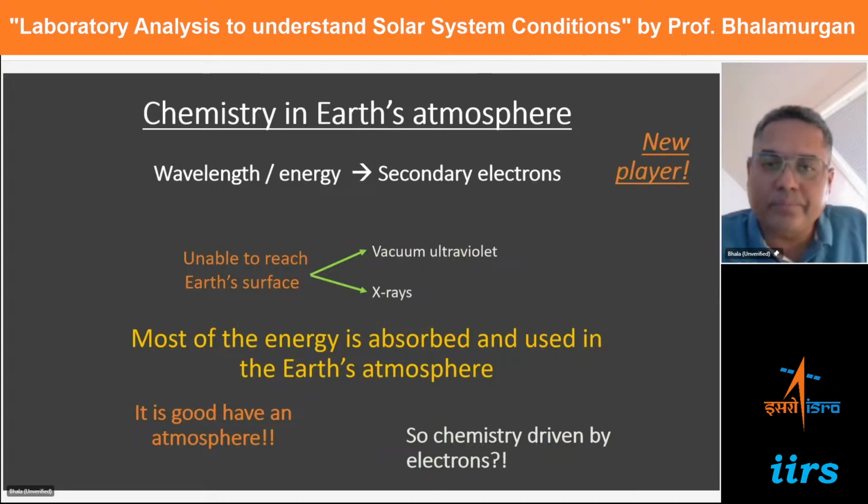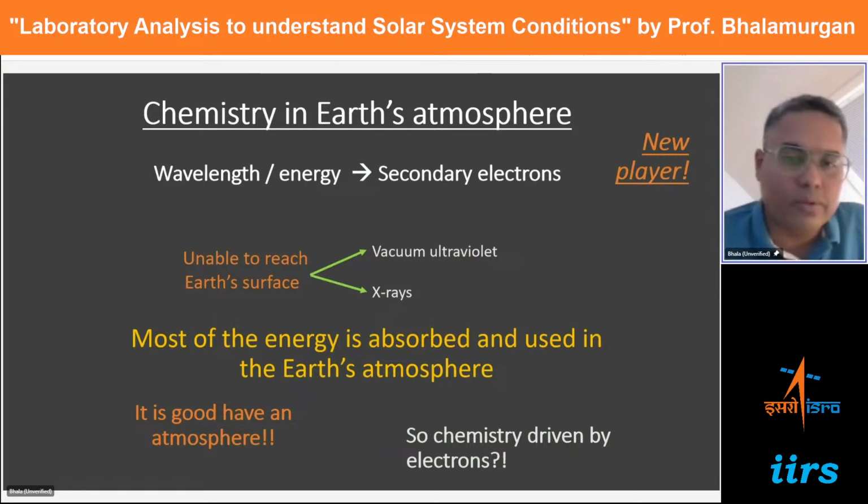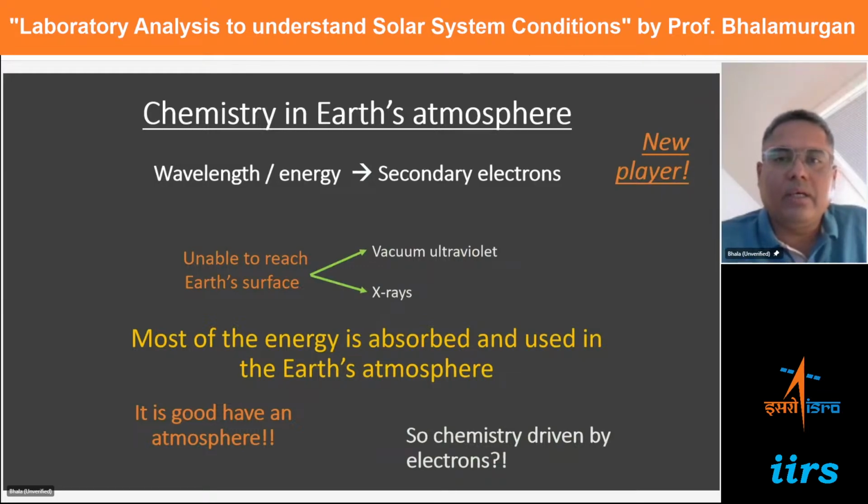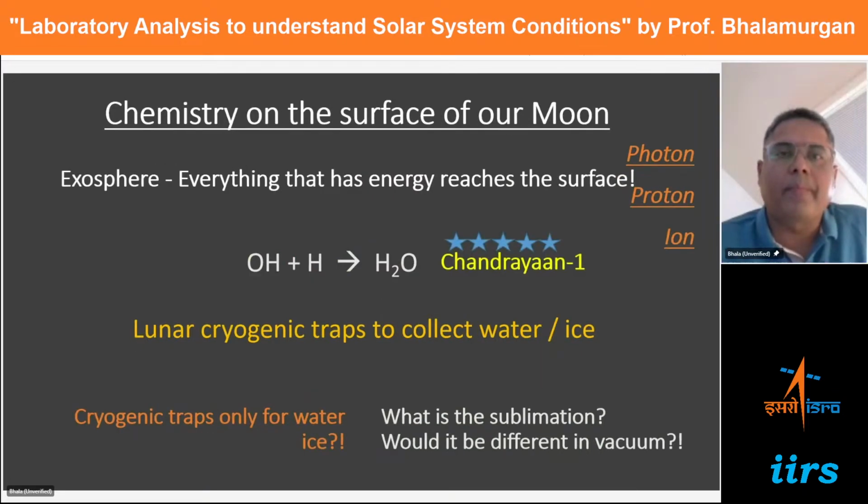So when there is no atmosphere, the absorption of photons is not going to happen. In that case, we are going to have a lot of new players that are going to induce the chemical changes. The new players here are the electrons, mostly the secondary electrons, which come out of molecules. When these photons or X-rays hit the molecule, we can expect that the molecules get ionized, and we are looking at electrons that are coming out.